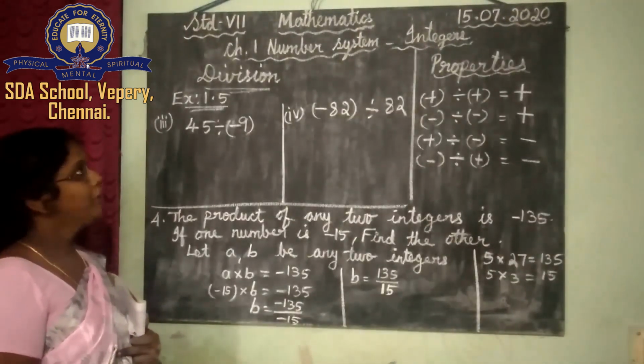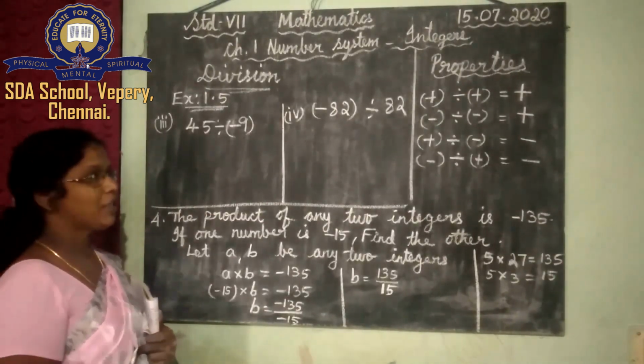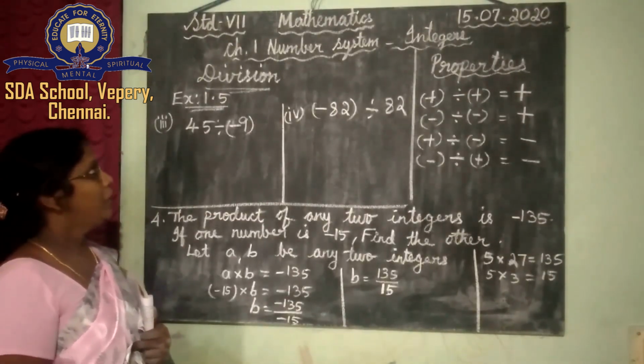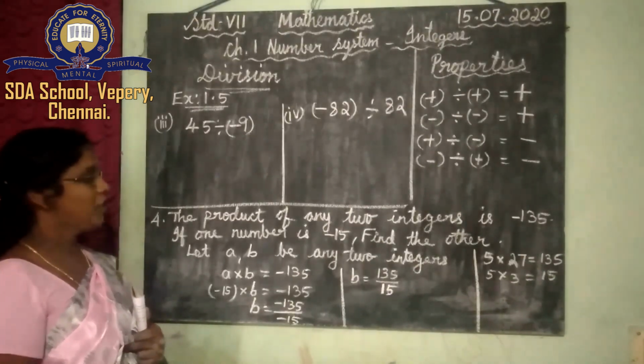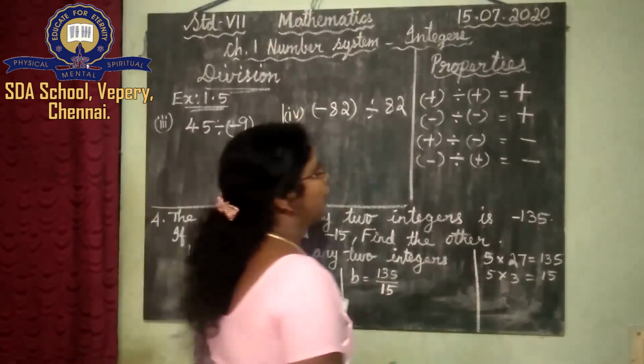Okay, we have completed multiplication. Next is division. First we learned addition, subtraction. Now multiplication also we learned. Now division we are going to learn. Here we have some properties for division.